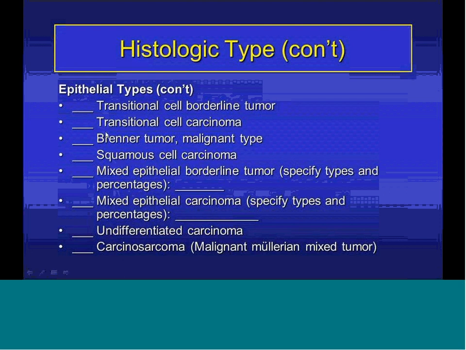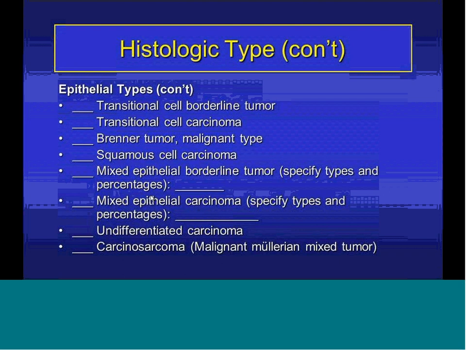Transitional cell, both the malignant and Brenner type. Squamous carcinoma, which is a pure carcinoma, is very rare. Mixed epithelial borderline and mixed epithelial carcinoma is probably used fairly frequently. In this case, you need to specify the types and percentages of tumor that are present. By convention, there needs to be at least 10% of a second component before you put it into the mixed epithelial carcinoma. And I'm going to be talking about some changing thoughts in histology and type that may make the mixed epithelial carcinoma less common.